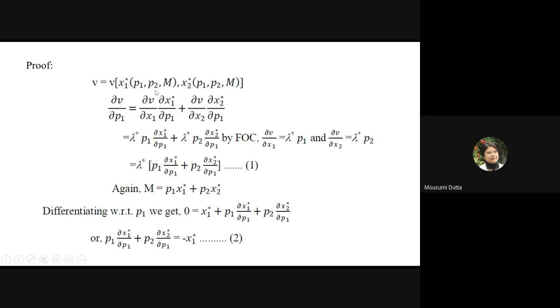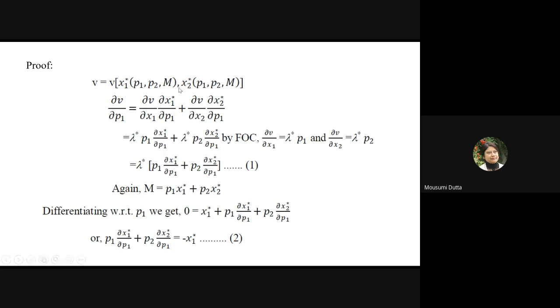So we are starting with the indirect function. v is equal to v as a function of x1 star, p1, p2, m, as we mentioned, and x2 star as a function of p1, p2, m. Del v by del p1 will be del v by del x1 into del x1 star by del p1. We are using the chain rule.